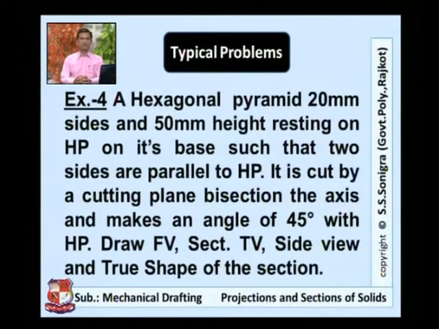Here a hexagonal pyramid is given, resting on HP such that two sides of its base are parallel to HP. Hence we have to draw a hexagon below the XY line in such a way that two of its sides are parallel to the XY line. After that, its front view should be drawn. That would be a triangle, and then a cutting plane is given which makes an angle of 45 degrees with HP, and it bisects the axis. So let me see the solution of this problem.